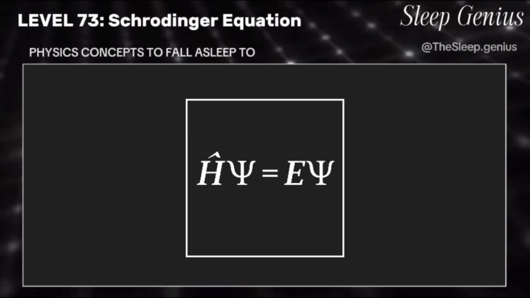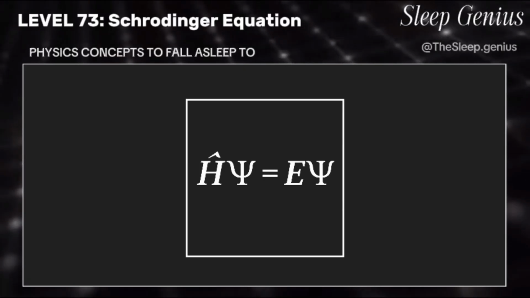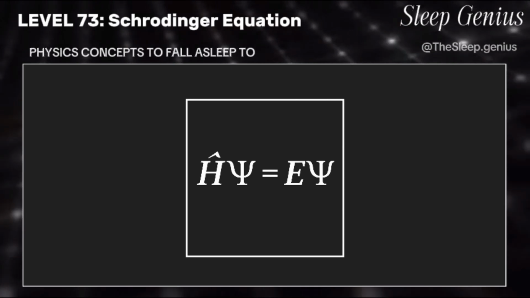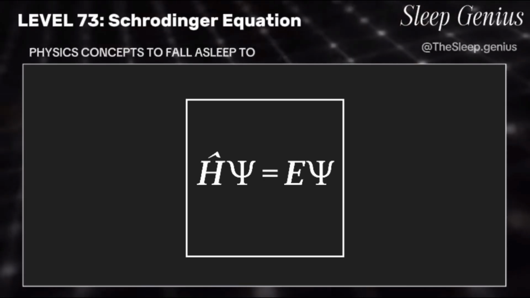It describes how the state of a particle or system changes over time. At its core, it tells us the probabilities of where a particle might be or how it behaves instead of exact positions. Imagine a tiny particle moving like a wave through space. This equation captures that wave-like motion mathematically. It has a wave function called psi that contains all information about a system.